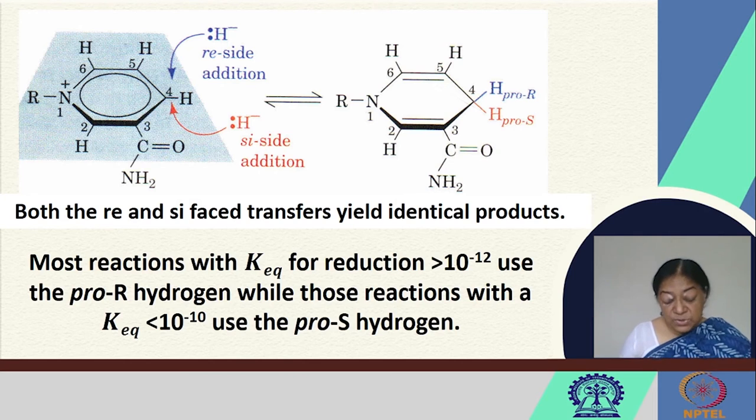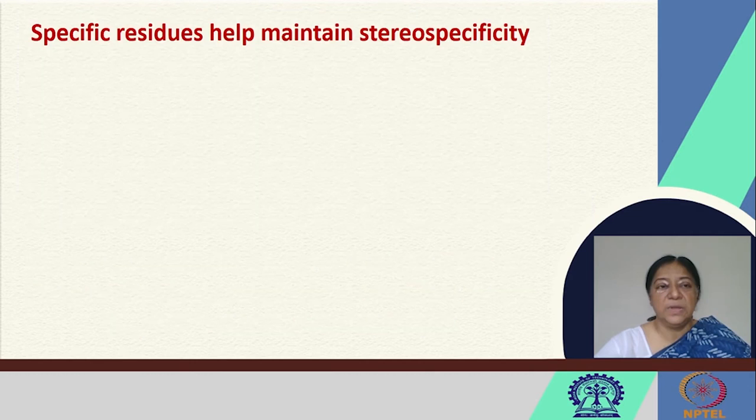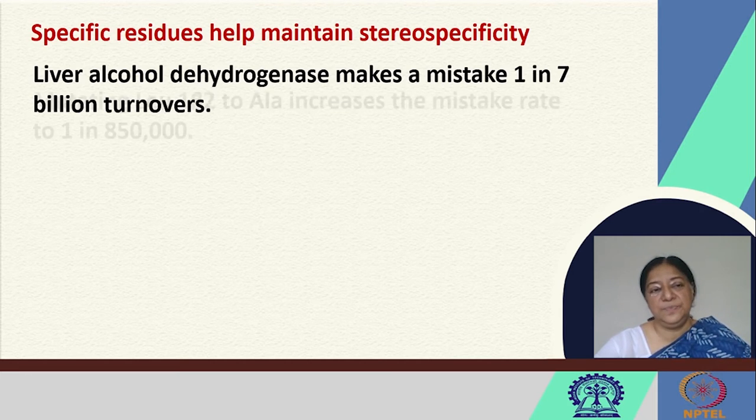What is known is that most reactions with an equilibrium constant for reduction that is greater than 10 to the minus 12 use the pro-R hydrogen. And those with reactions with less than 10 to the minus 10 use the pro-S hydrogen. So the specific residues that we have help maintain the stereospecificity. For example, the liver alcohol dehydrogenase makes a mistake 1 in 7 billion turnovers. So the efficiency is remarkable.